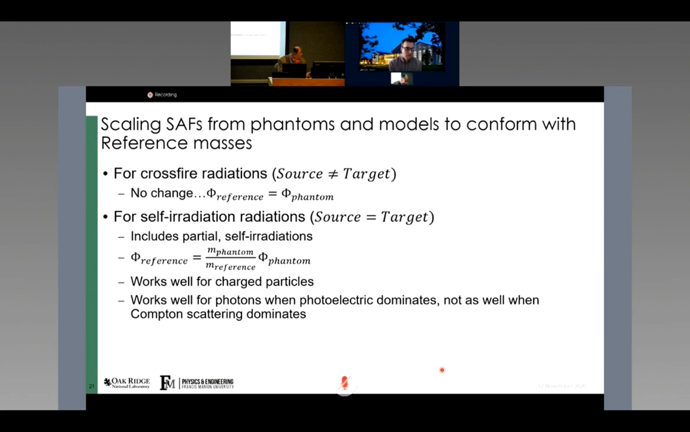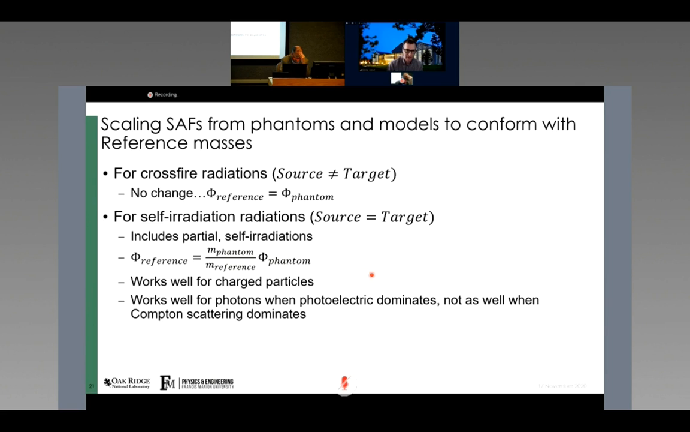This need for scaling really applies to the self-irradiation geometries. This is where source equals target. I'll note this does include partial self-irradiations, where we have overlap between the source and target region. They're not identical, but there's overlap between the two regions. We do apply this scaling in those cases. And the scaling we apply is the ratio of the phantom mass to the reference mass. We apply that to the SAF that we compute in the phantom, and that gives us our reference SAF.